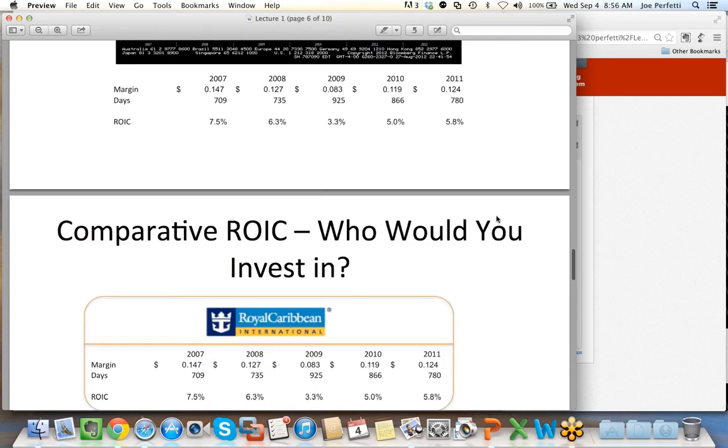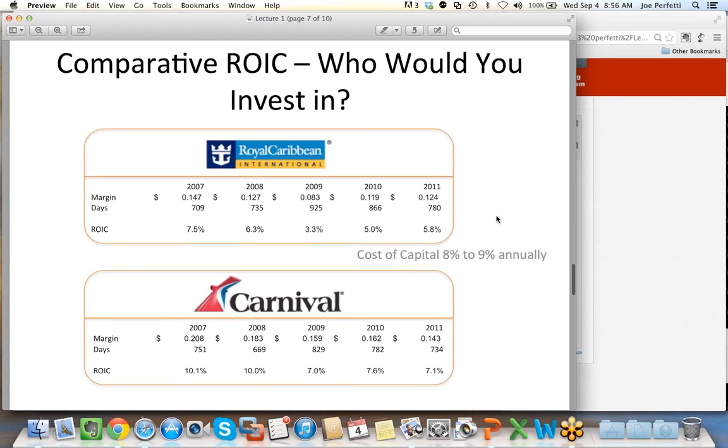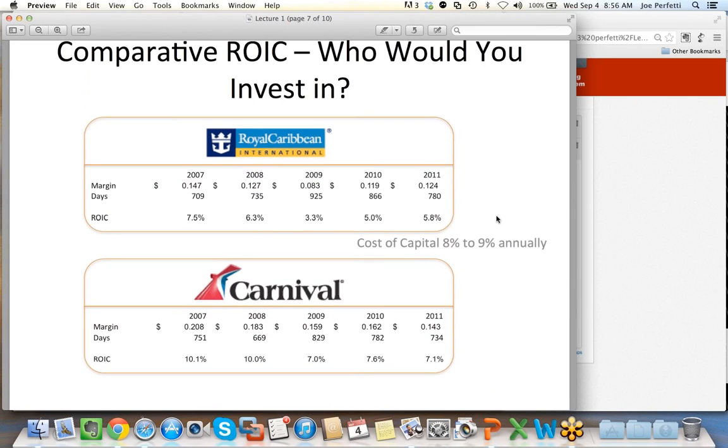Now, one of the other things we can do is we can compare them with one of their peers. One of the peers of Royal Caribbean is a cruise line called Carnival. And you can see here the same 5 years of ROIC data for both companies. Now, one of the other things we talked about, spread of creating value, is how it compares to a company's cost of capital. And in this case, the cost of capital of both companies is about 8 to 9% per year over this period of time.